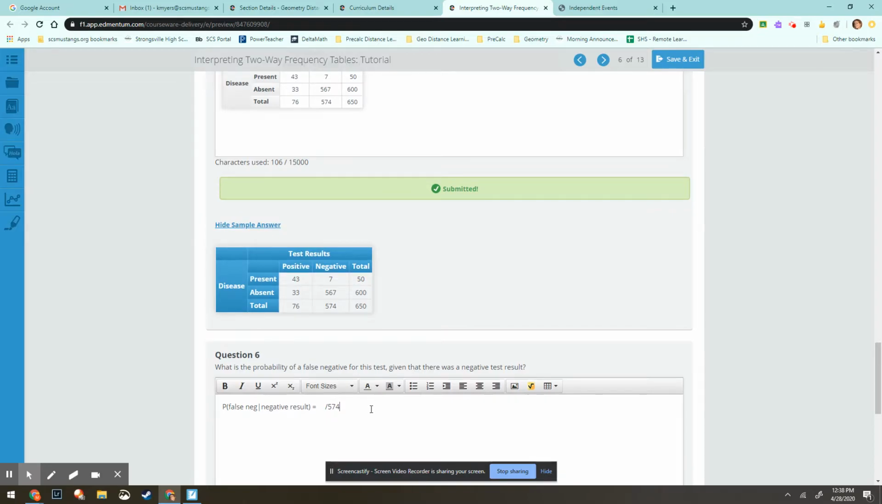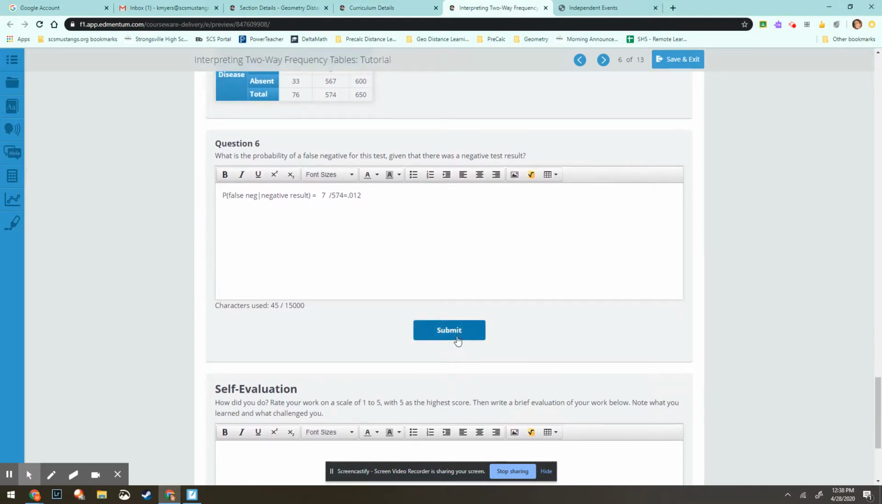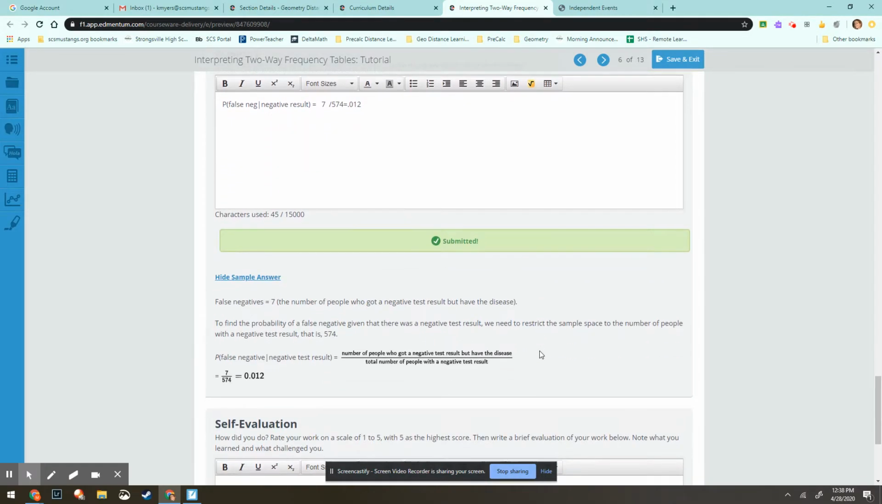Now when you think of a false negative, you have to figure out which of these options it is. A false negative means your test result said it was negative, but it was actually positive, the disease was actually present. So that's going to be that 7. Because if you got this 567, they got a negative result and the disease actually was negative. So we need the 7 people that got the negative result but actually had the disease, which is about 0.012. So about a 1% chance of a false negative.